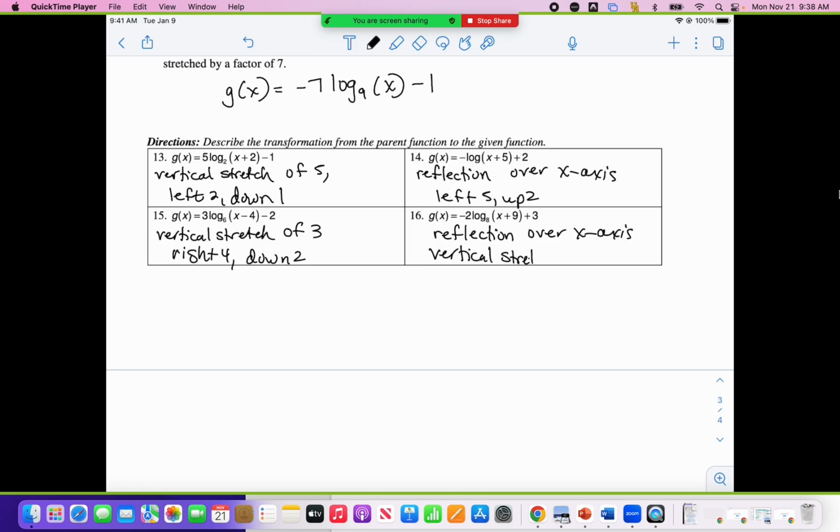Now you ignore the negative sign when you do your stretches and shrinks. That's what the absolute value of a meant. So it's a vertical stretch of 2, left 9, up 3. Can you give me a thumbs up? Did we get that okay? All right, good, good, good.